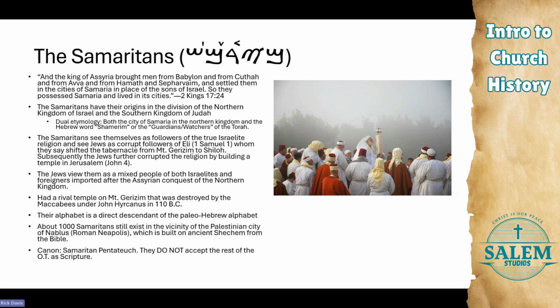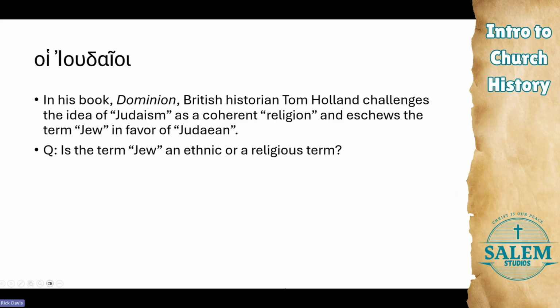All right. Any additional questions about the Samaritans? If not, we will continue on to the next slide, and we're going to start talking about hoi Judaioi. This is a term that is drawn directly from the New Testament. So I want to read this first. In his book Dominion, the British historian Tom Holland challenges the idea of Judaism as a coherent religion and eschews the term Jew in favor of the term Judean.